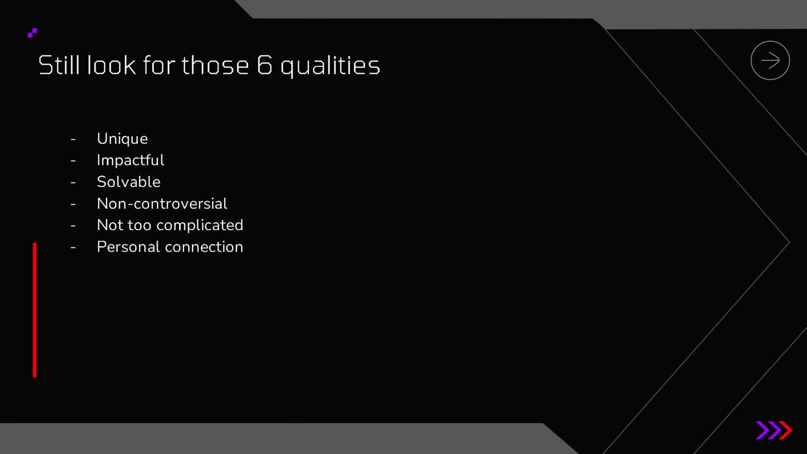So yeah, still, these are the six qualities: unique, impactful, solvable, non-controversial, not too complicated, and having that personal connection. This is so important right now. Honestly, if one's the most important, it's probably this, personal connection.